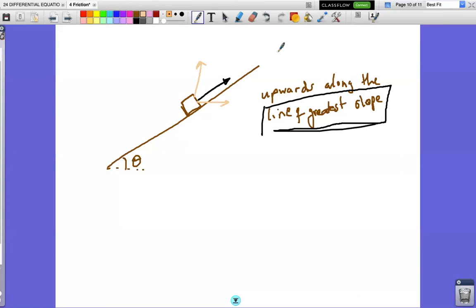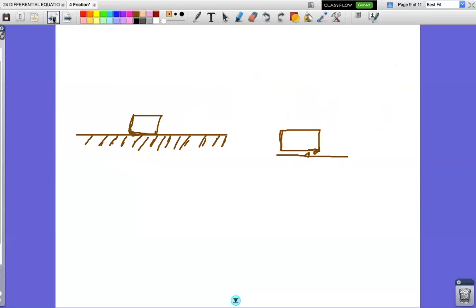Okay? Sometimes you may hear along the line of greatest slope. Sometimes you may hear parallel to the slope upwards or something. So they may interchange. So you should know what the line of greatest slope is.